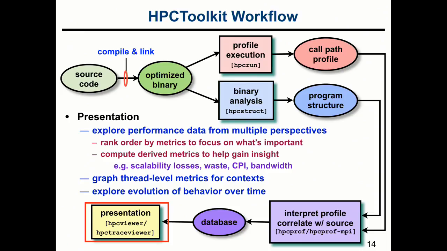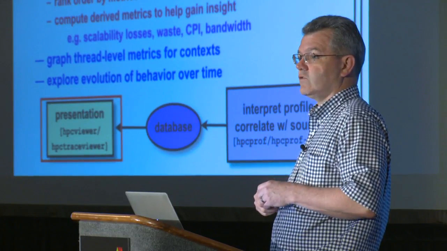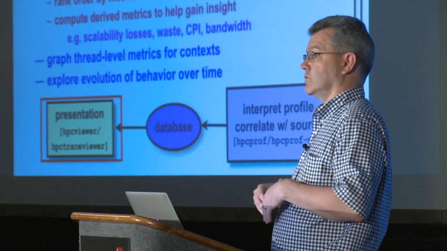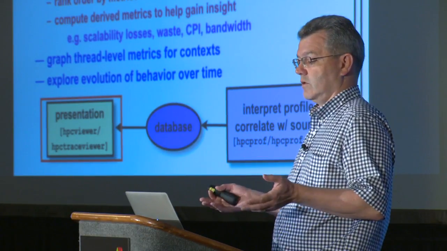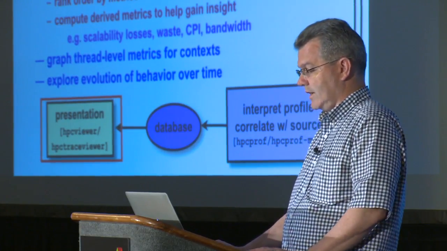And then finally, we have some presentation tools. There's one called hpcviewer, which shows you a source code-oriented view. And there's another one called hpctraceviewer, which shows you an execution view over time. What it allows you to do is explore the performance data from multiple perspectives. You can rank order by metrics to say, what's most important to me, and then where am I consuming this metric? You can compute derived metrics like scalability loss or waste to guide your analysis. You can graph these metrics over all of the threads or the processes to see who's consuming how much. And then you can see how these things evolve over time.